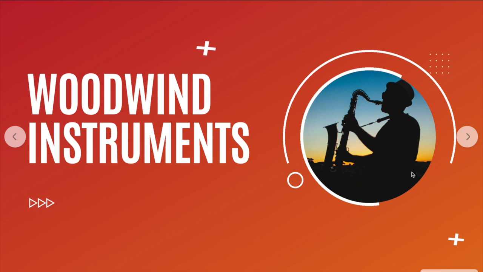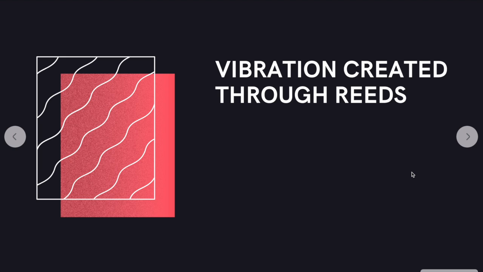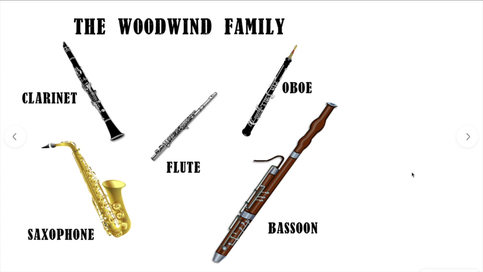Moving on into our woodwind instruments. For woodwinds, the vibration is created through reeds. Either the reed is vibrating off of a plastic mouthpiece, or it's vibrating off of another reed. The exception to this is the flute, where the air is actually split on the head joint of the flute, and that kind of acts as the reed and causes the vibration. So, in our woodwind family, the highest we have is the flute in the middle there.